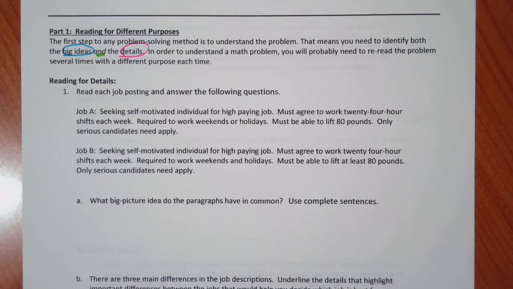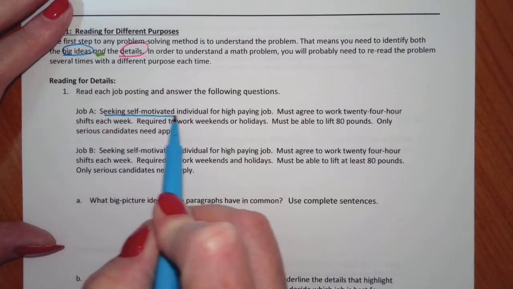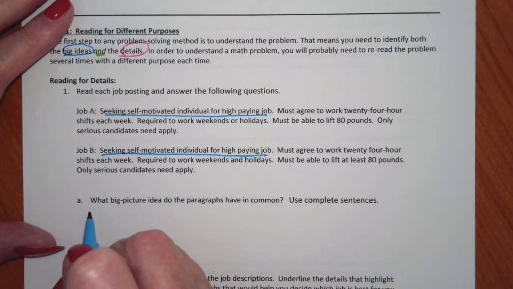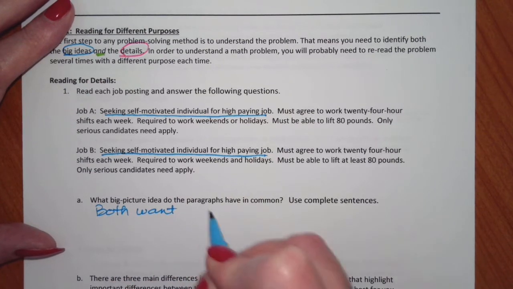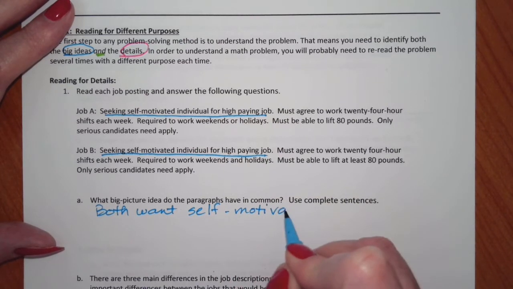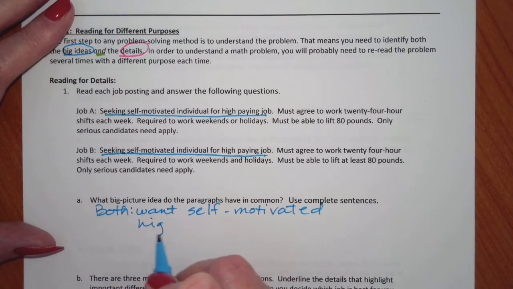Now, when we're reading, if you want to pause and read this or you already have, then I want us to look at this. What are the big picture items? What are the things that are identical in both of these? Well, the first sentence is identical in both. Both want self-motivated, and it is a high-paying job.